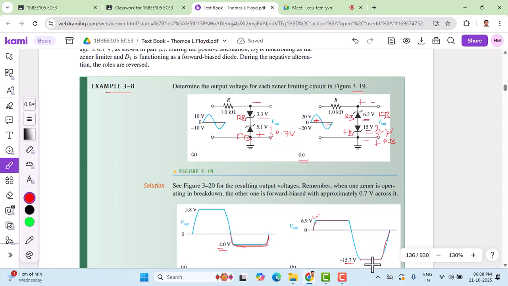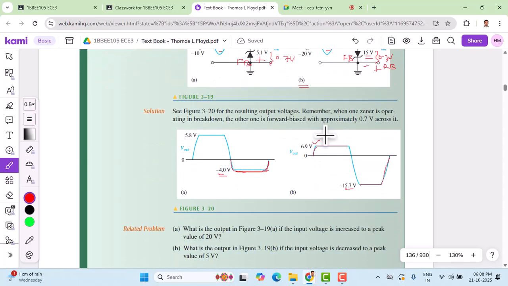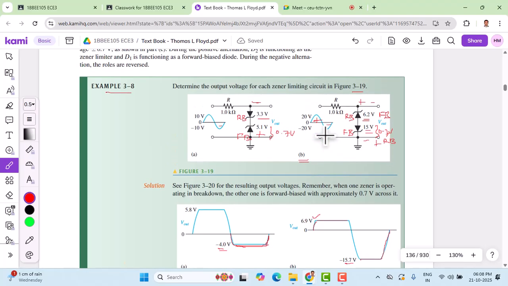Okay. With that, we have come to an end of Zener diode applications. In tomorrow's class, if any applications related to Zener diodes are pending, we'll discuss those. Otherwise, we'll move on to bipolar junction transistors. In tomorrow's class, we'll introduce the bipolar junction transistor.